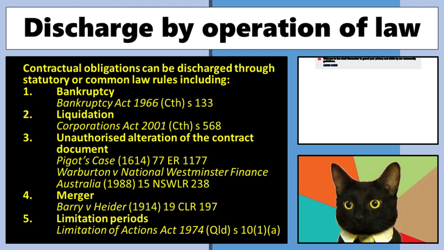All right, contracts can also be discharged through operation of law. Let's start again. Contracts can be discharged through common law and statutory rules, and some of those include bankruptcy. So if you have a contract, usually with bankruptcy the trustee takes over obligations under the contract. I don't know if you guys are aware, I don't know if we do bankruptcy in this course actually.